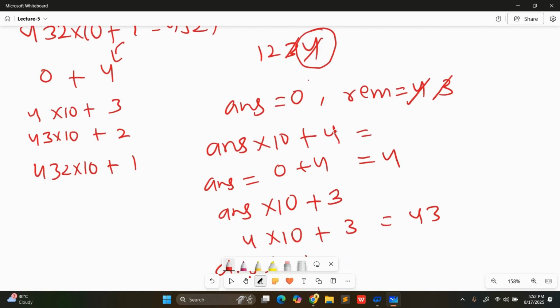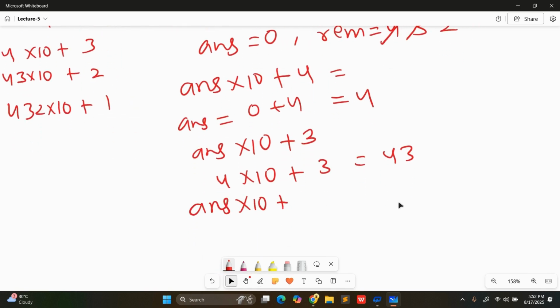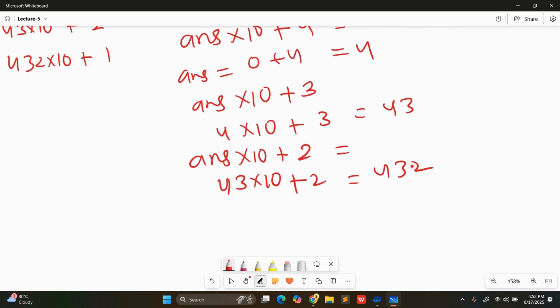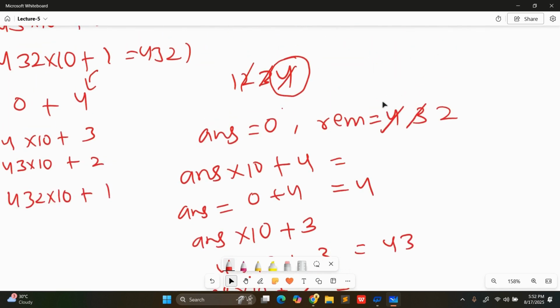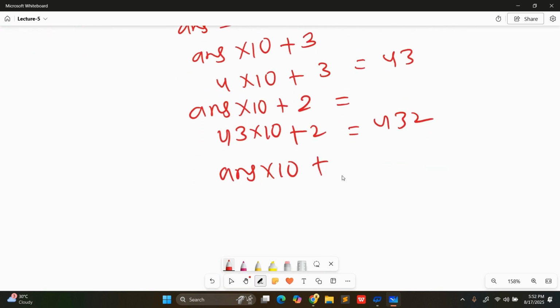So the remainder is 2 now. I remove it from here and do 2 here. What will I get? 43 into 10 plus 2, I will get 432. Again, I will do the same thing. This is my answer: answer into 10 plus remainder. What is the remainder? We are only left with 1 here. So just add this 1 here and we will get 4321.